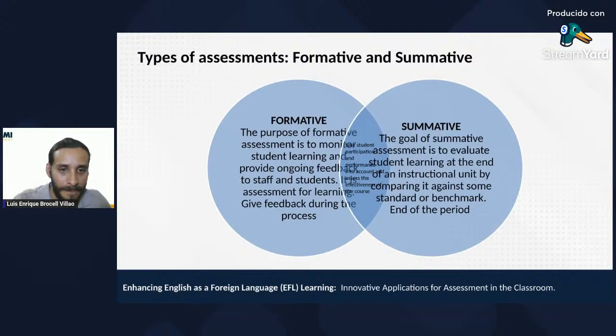We have formative and summative assessment. Okay, the purpose of the formative assessment is to monitor the student learning and provide ongoing feedback. As I said, the assessment is ongoing. It can be assessed during the class, in the middle of the class, at the beginning, at the end. Okay, it provides ongoing feedback.